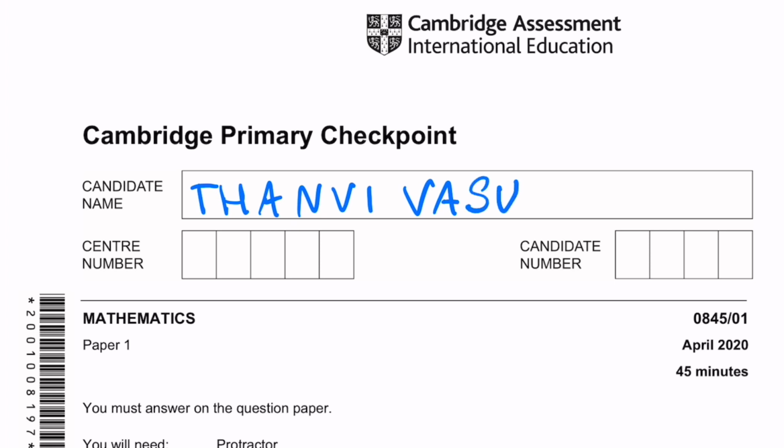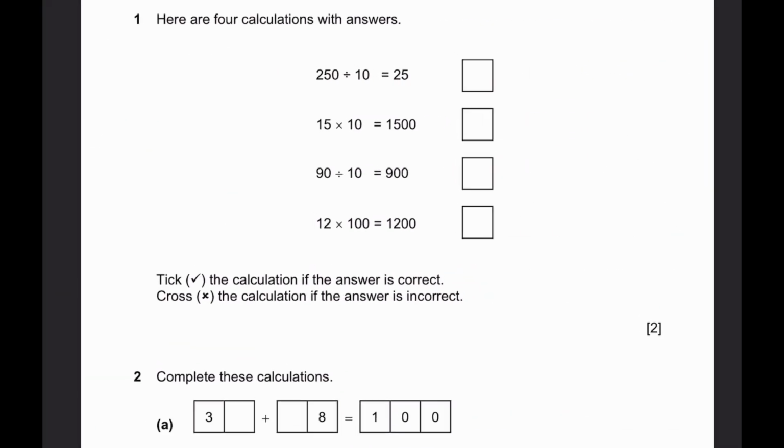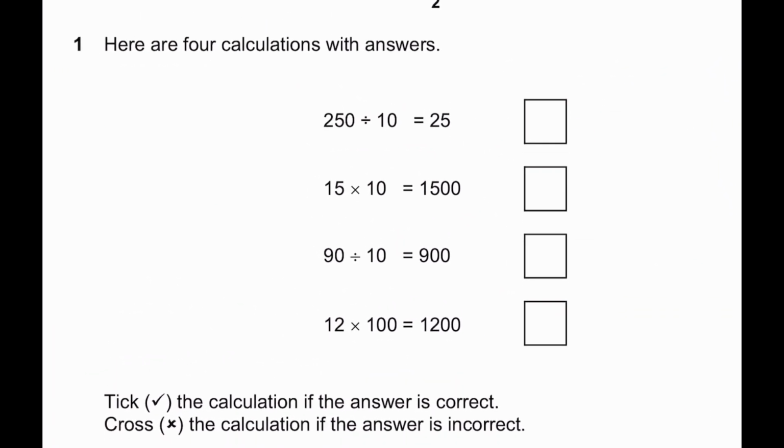Today I'm going to do the Cambridge Primary Checkpoint Mathematics Paper 1, April 2020. Question 1. Here are 4 calculations with answers. Tick the calculation if the answer is correct. Cross the calculation if the answer is incorrect.